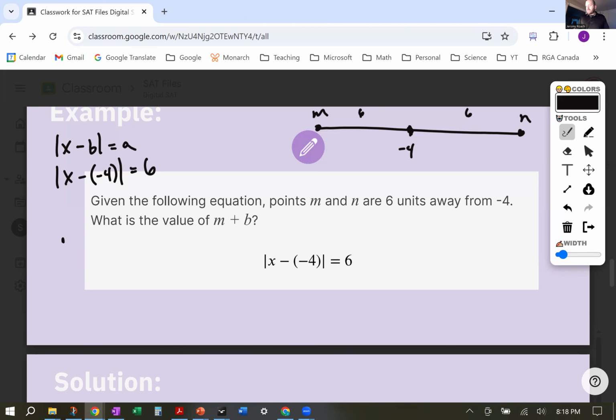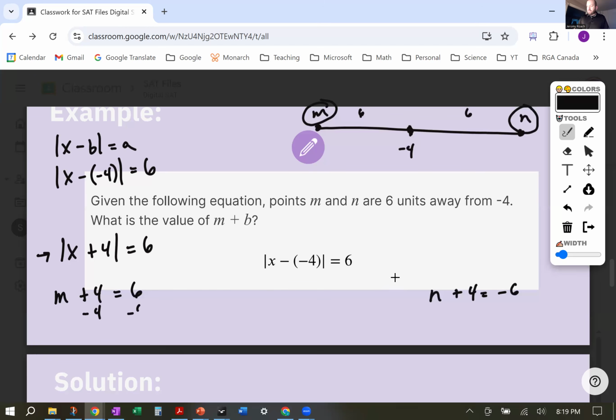So now we're going to change the sign. We get absolute value of x plus 4 equals 6. And we want to know what M plus B is. So first of all, let's solve for what x is, because if we solve for what x is, that's going to tell us what M is, but it's also going to tell us what N is. So if we rewrite this now, we can write it like this. M plus 4 equals 6. And we can write the other one as N plus 4 equals negative 6.